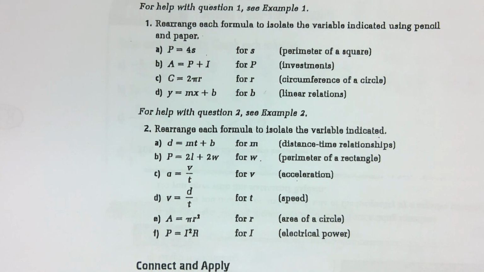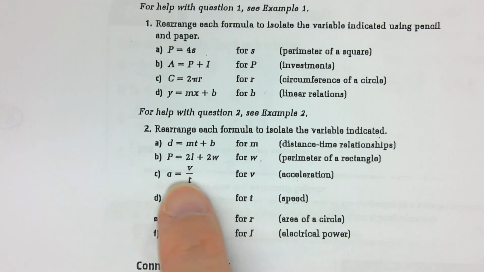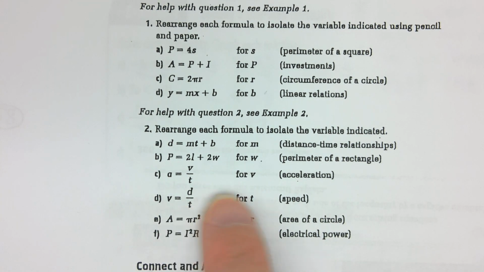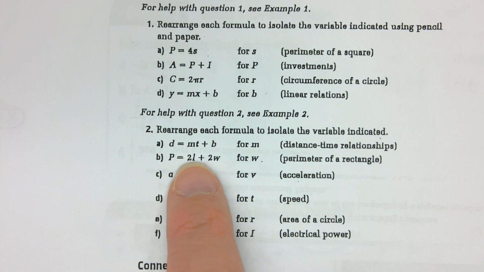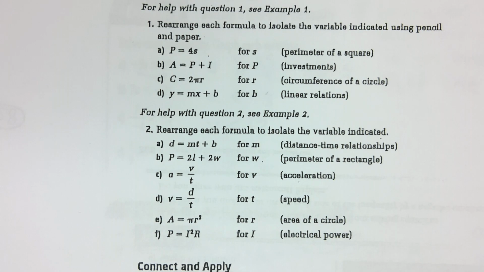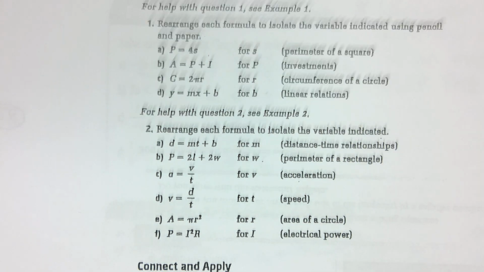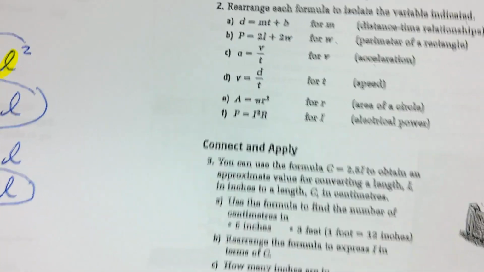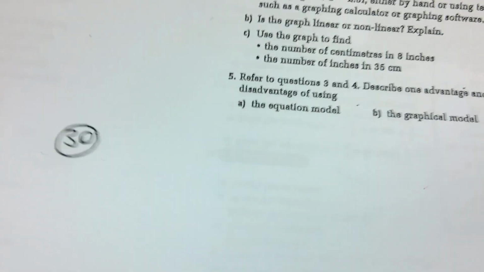Okay, so make sure you do try these ones on page 31. So I could be giving you V equals D divided by T, solve for T. P equals 2L plus 2W, solve for W. It's going to be from here. Okay? All right, so homework, page 31, 32, and then we start review tomorrow.